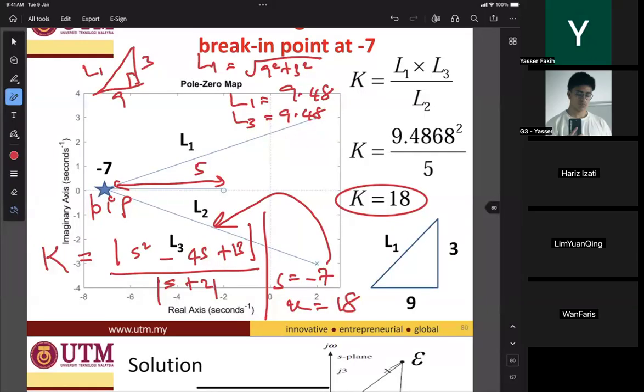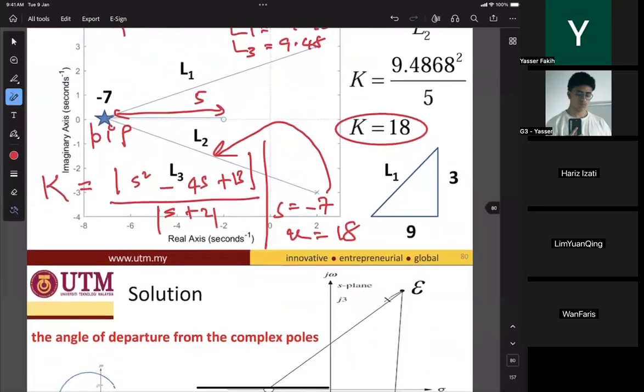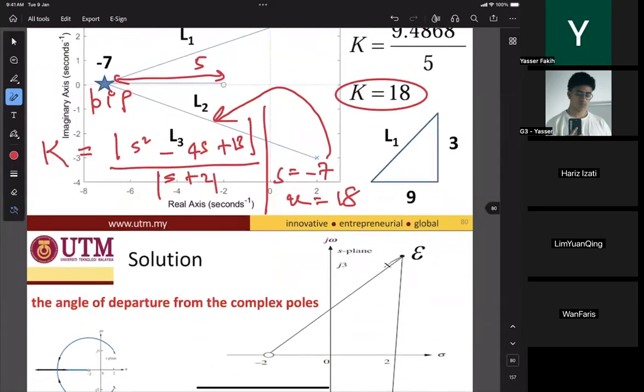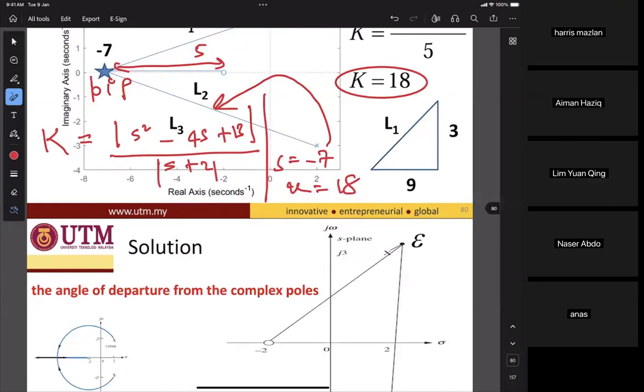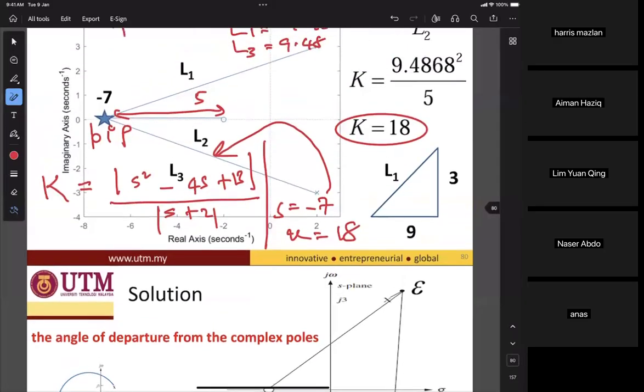Okay, 18. Correct. Lim is sleeping. So it's counting. K is equal to 18.